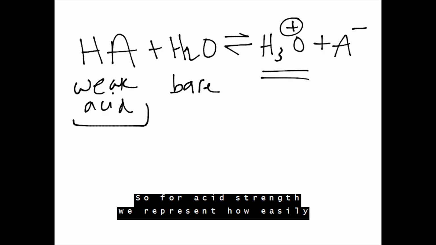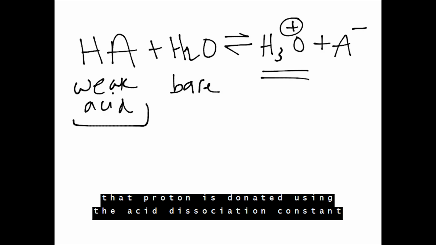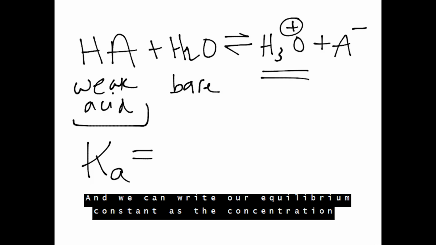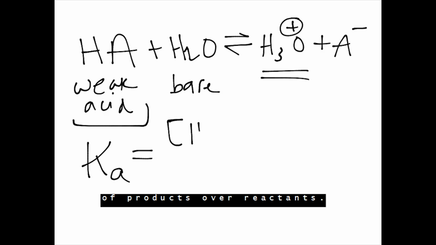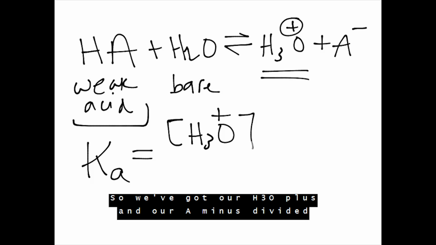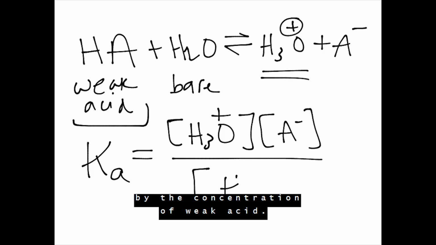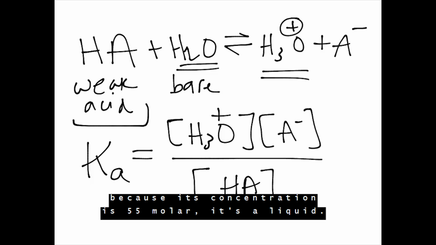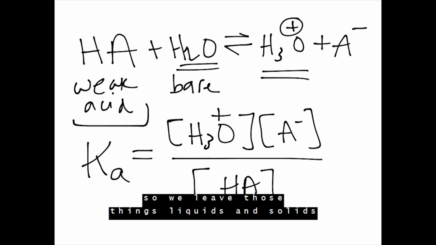So for acid strength, we represent how easily that proton is donated using the acid dissociation constant, which is Ka. So that's a big K, so that's an equilibrium constant. And we can write our equilibrium constant as the concentration of products over reactants. So we've got our H3O+ and our A- divided by the concentration of weak acid. And we know that water doesn't get included in our Kas because its concentration is 55 molar. It's a liquid, so its concentration is not going to change much. So we leave those things, liquids and solids, out of our expressions for equilibrium constants.